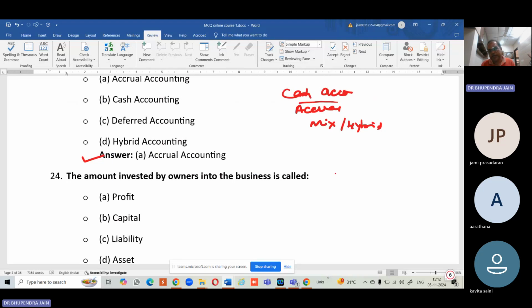But most of the businessmen use the accrual system of accounting. Whenever incidents occur, then we will record the transaction. Very few, only in government organizations, record the transaction on the basis of cash accounting. Whenever we receive the cash, then we will record the entry. Whenever we pay the cash, then we will record the entry, otherwise never. And number third is the mix or the hybrid system. Hybrid system means we will record the transaction including accrual as well as cash. So the correct answer is accrual accounting.